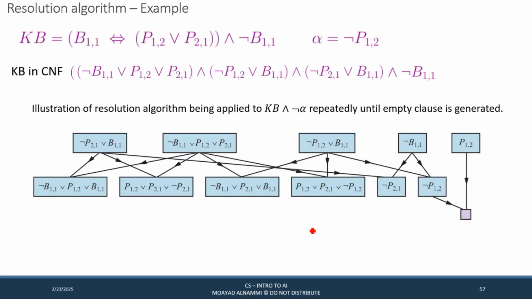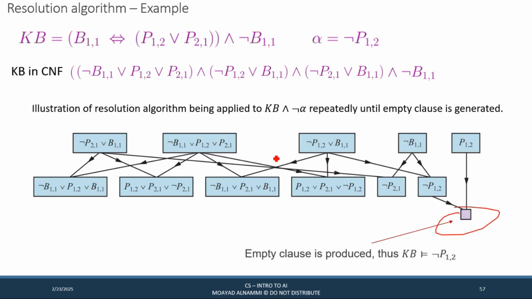Right? So with this, we've detected the empty clause, and so we can say that KB entails the original alpha, not P12.